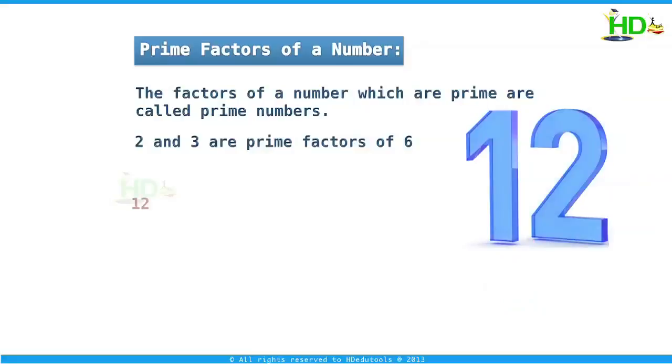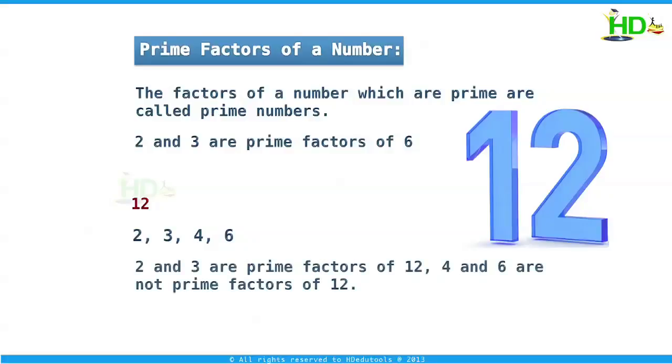Now, if we take a number 12, the factors of 12 are 2, 3, 4 and 6. Now, here 2 and 3 are prime numbers, but 4 and 6 are not prime numbers. Therefore, 2 and 3 are prime factors of 12.